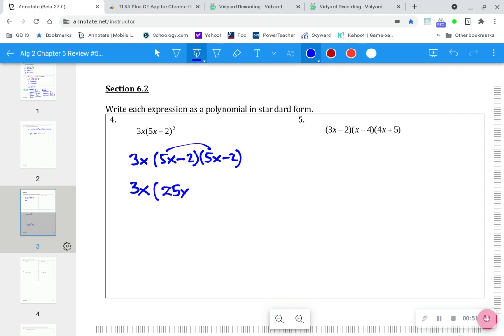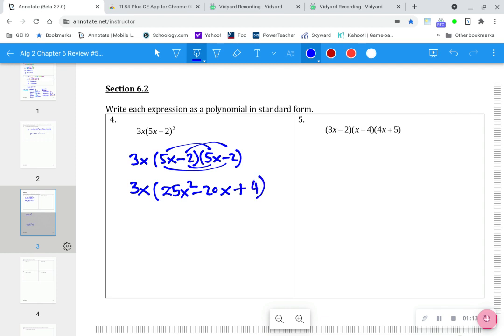25x squared here. Outside it comes next, minus 10x. And if you combine it with the other one, another 10x, you get minus 20x. You save yourself a whole line of writing just by doing that. So there's a minus 10x on the outside and an identical minus 10x on the inside. Last times last here gives plus 4.